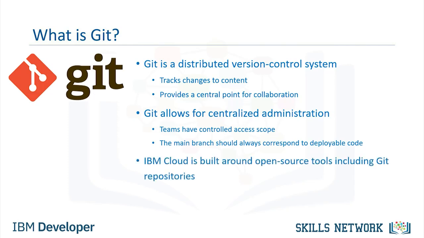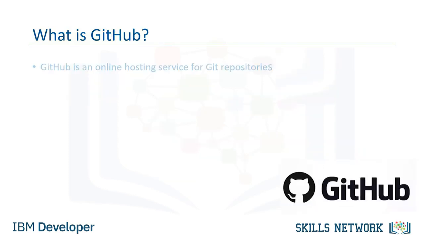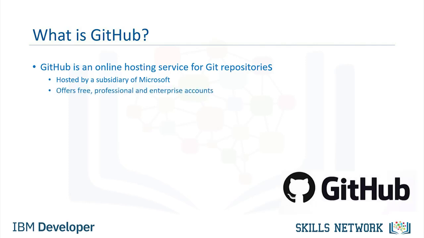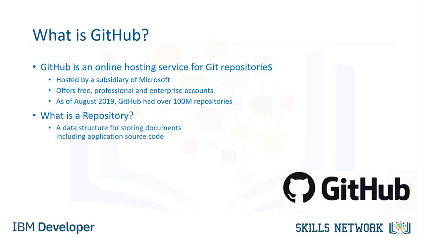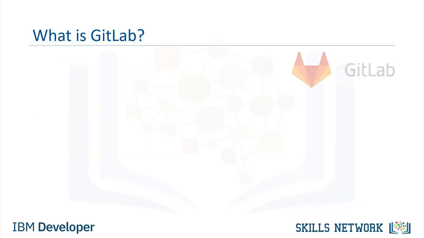IBM Cloud is based on sound and established open source tools, including Git repositories, often called repos. GitHub is an online hosting service for Git repositories. GitHub is hosted by a subsidiary of Microsoft. GitHub offers free, professional, and enterprise accounts. As of August 2019, GitHub had over 100 million repositories. A repository is a data structure for storing documents, including application source code. A repository can track and maintain version control.